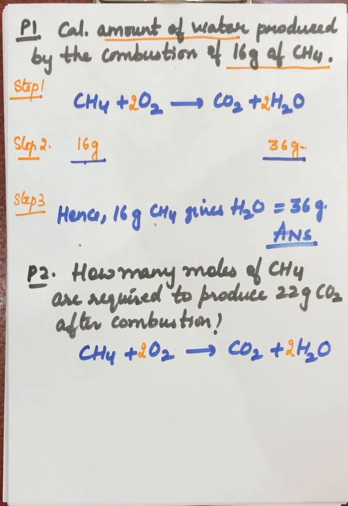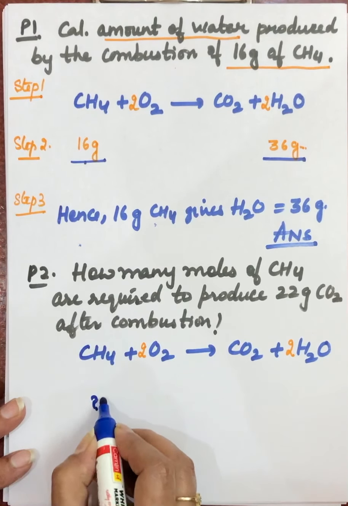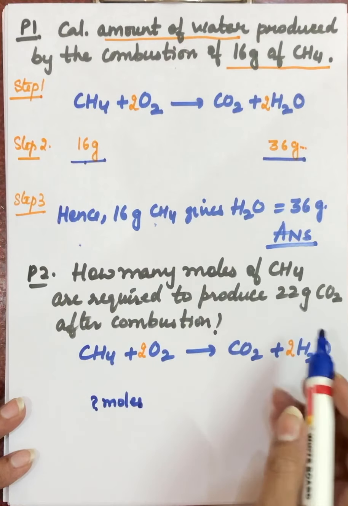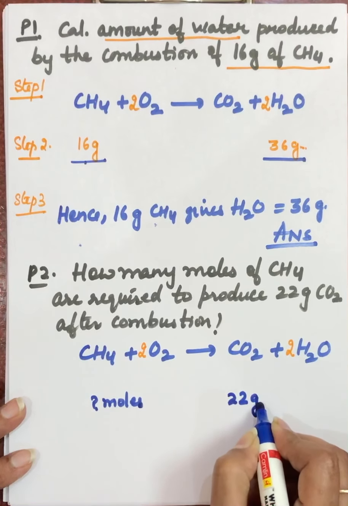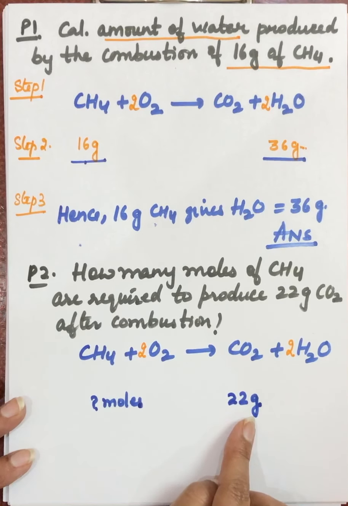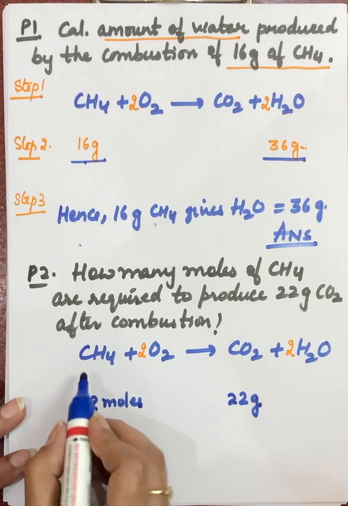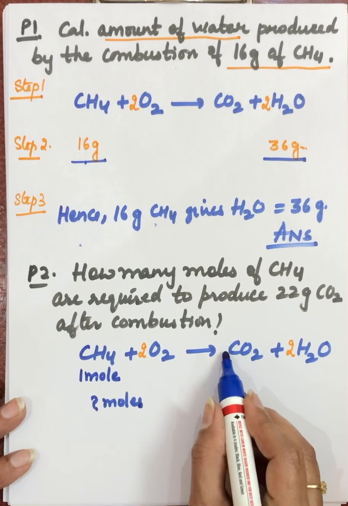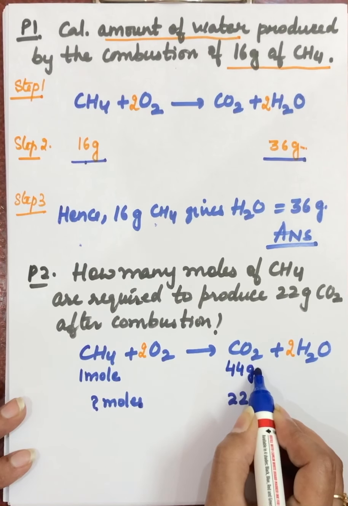Now see the question. How many moles of methane? What we have to calculate here is moles of this, which are required to produce 22 gram of CO2. How much CO2 we have to produce from this? 22 grams. So in the question we need the moles of methane and we need the mass of carbon dioxide. So come to the balanced equation. In the balanced equation, how many moles of methane are there? 1 mole. And how much mass of CO2 is there? It's 1 mole. 1 mole is equal to gram molecular mass, and that is 44 grams. So this we have written.